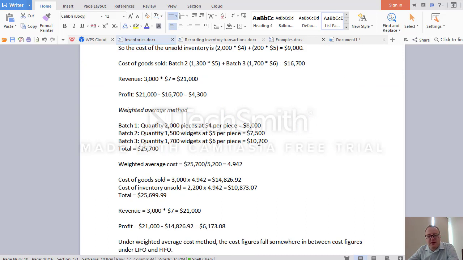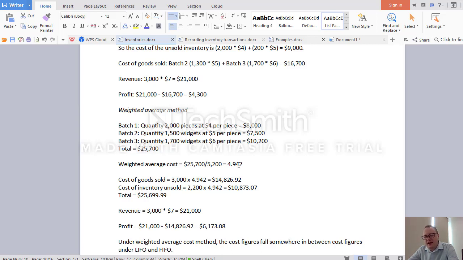So then the weighted average method. You multiply first batch, 2,000 items at $4, will give you 8,000. Then multiply for second batch and third batch. So add it together and you will get $25,700, the value of purchases. How many items you purchased? 2,000, 1,500, 1,700. So 5,200 items. So you find the cost of each inventory item, 4.9.